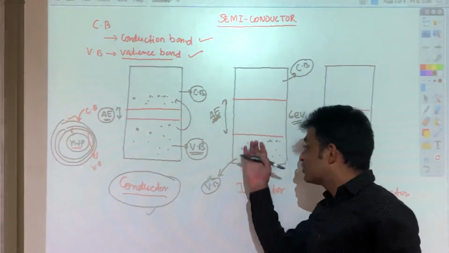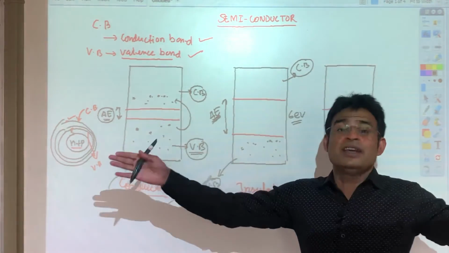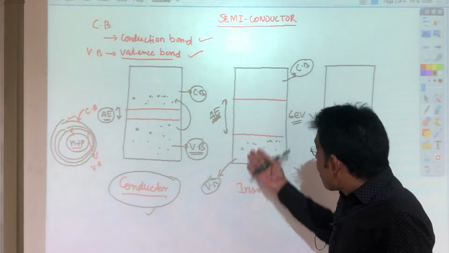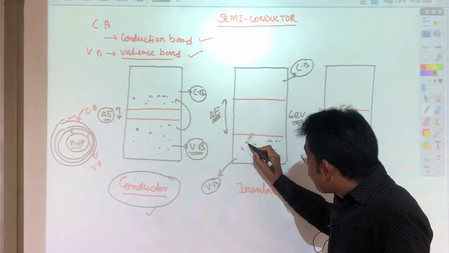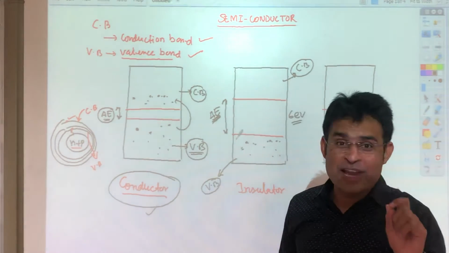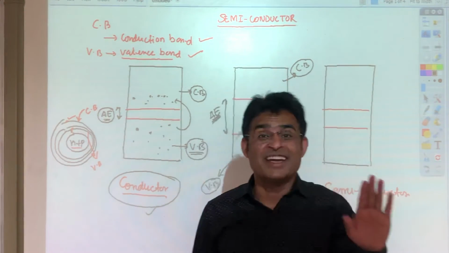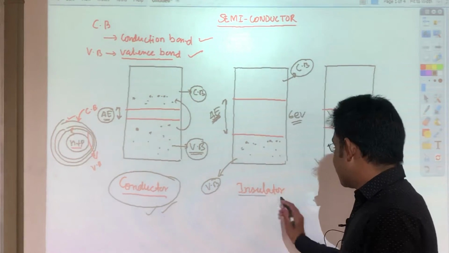If someone wants to jump from this to this one, they have to cross that water. But this gap is very large, so no matter how much electricity you apply, they are not able to cross this gap. That's why, no matter how much voltage you apply in the case of an insulator, we won't get any electricity. So that is all about conductor and insulator.